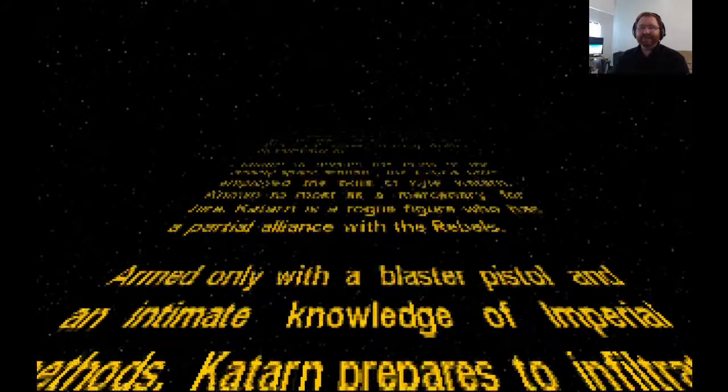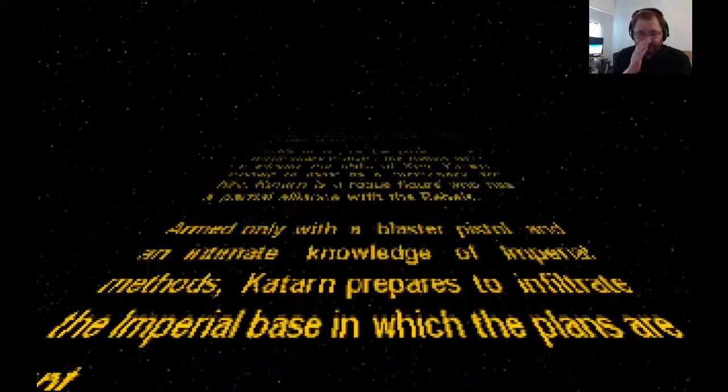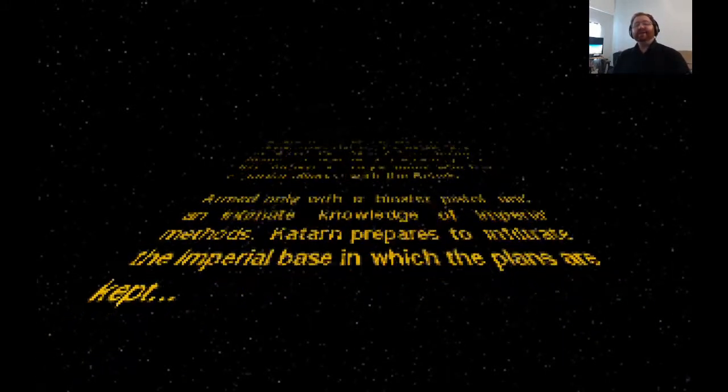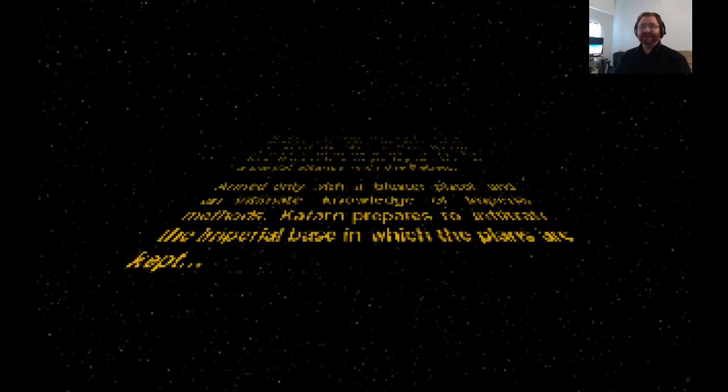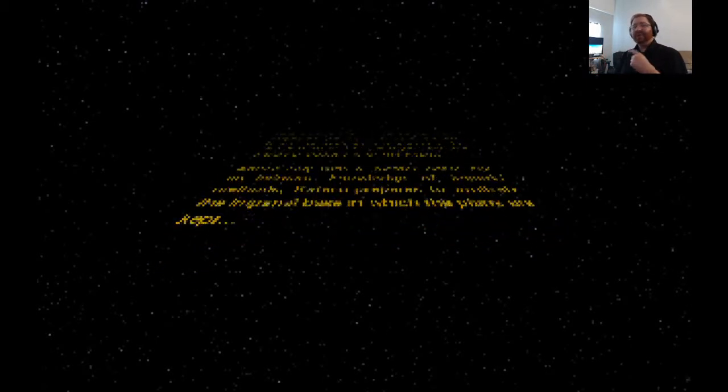An alliance with the Rebel Alliance? Armed with only a blaster pistol and an intimate knowledge of Imperial methods, because he was a stormtrooper, Katarn prepares to infiltrate the Imperial base in which the plans are kept. So yes, this is the original Death Star plans story before we got Rogue One.